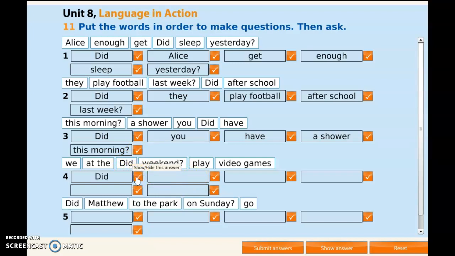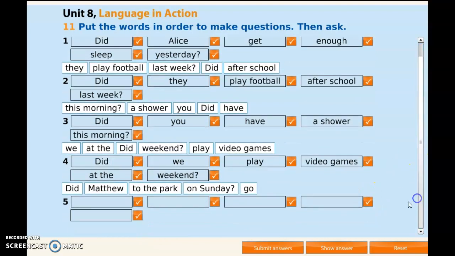Number 4. We will start with did. Person or people. We. Did we? Then we need the activity. It's the verb play and video games. It's an expression again. So did we play video games? And we need time now. At the weekend. Did we play video games at the weekend?